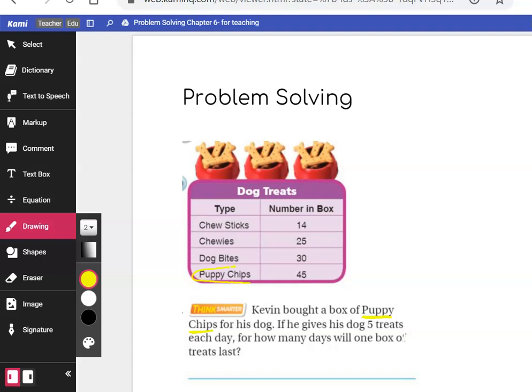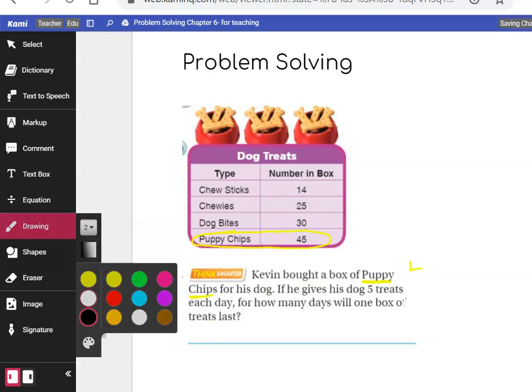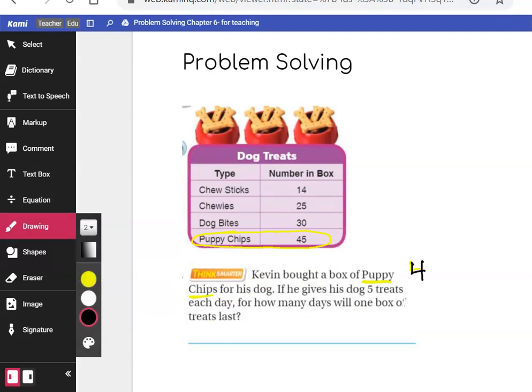So I'm also going to circle the chart. Puppy chips, there are 45 per box. So now I visualize that. I picture a box, it says puppy chips on it, and if I were to open that box up, I know there are 45 treats in that box. So I'm going to write that here. I'll get a black color here. So this, I usually just take notes on the side of my paper just to help me.